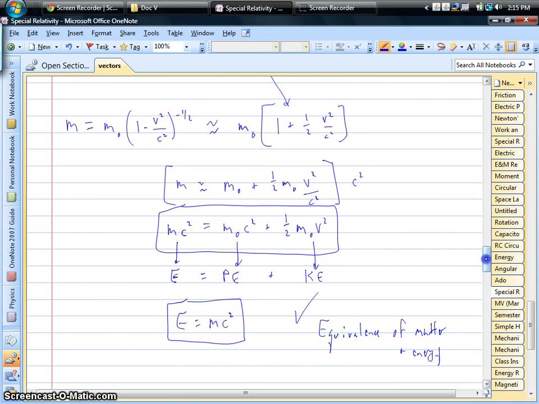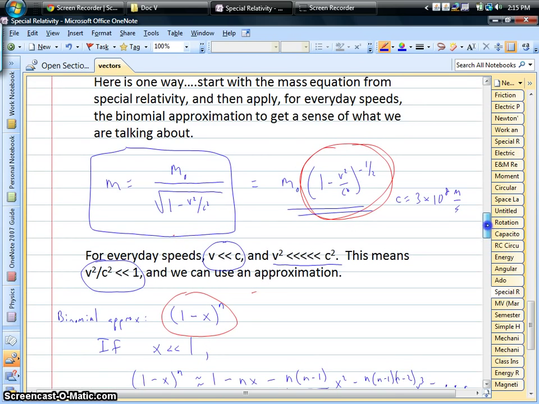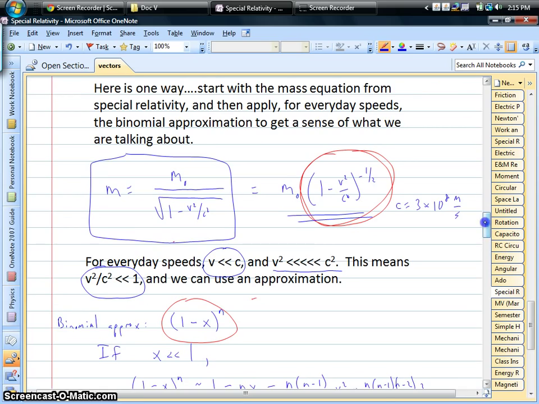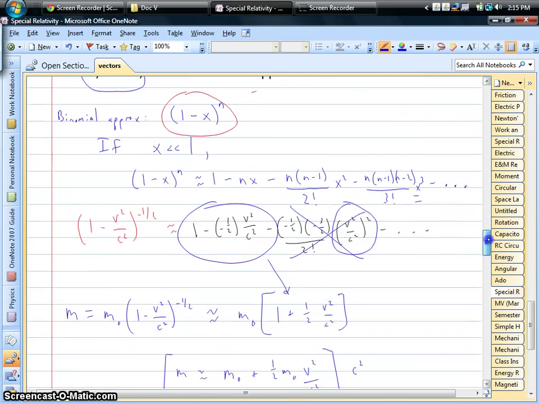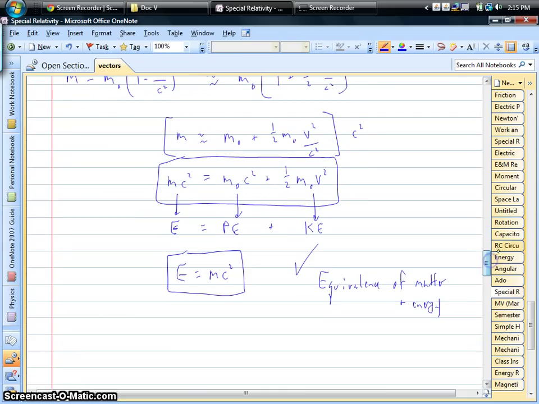So hopefully this makes a little sense. It started with one of his results from special relativity. We made use of the binomial approximation, and we ended up with an idea of that energy and mass and matter are equivalent to each other.